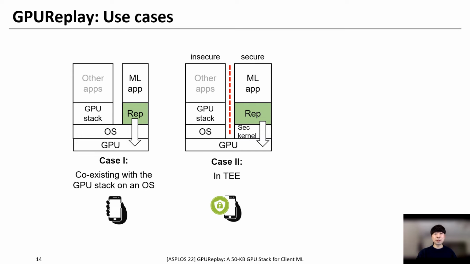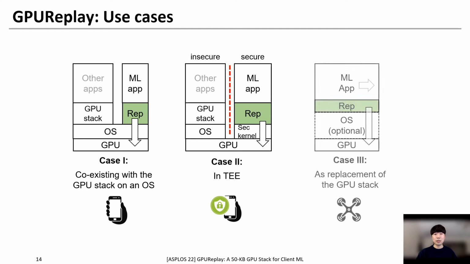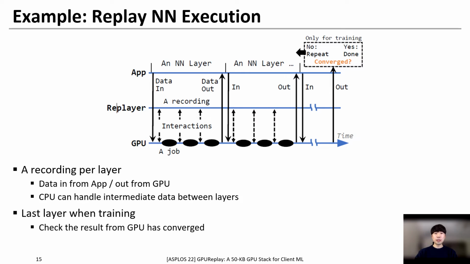The examples for case 1 and 2 are smartphone and the cloud edge node. Finally, the replayer can fully act as GPU stack in case of headless devices running without graphics interface or rendering. The examples for case 3 would be single-purpose devices such as robot or IoT devices. This figure shows an example of a neural network execution by GPUReplay.